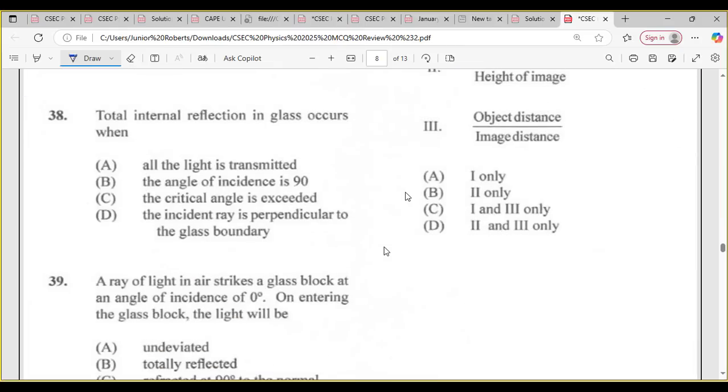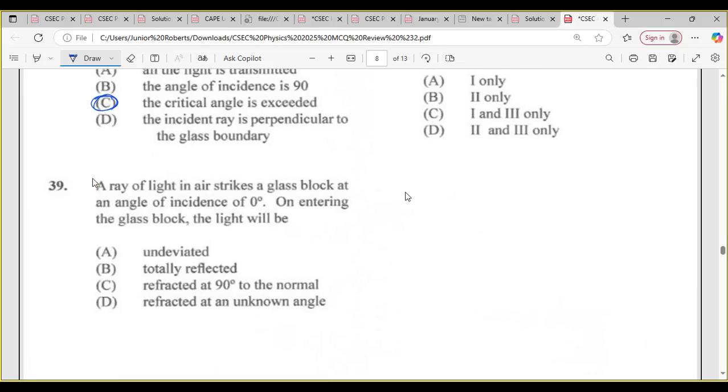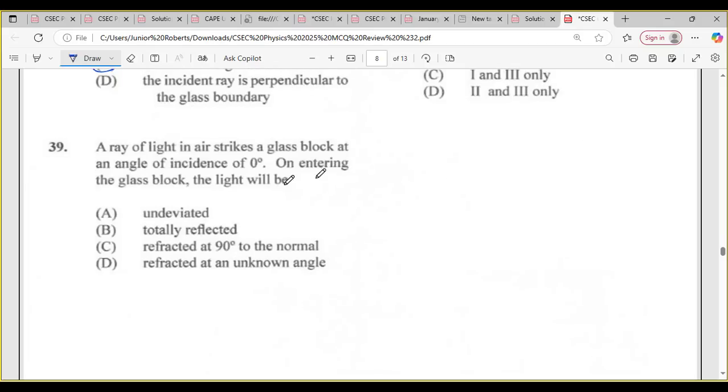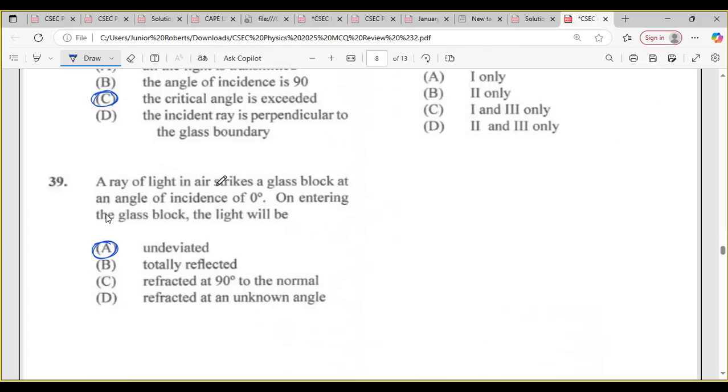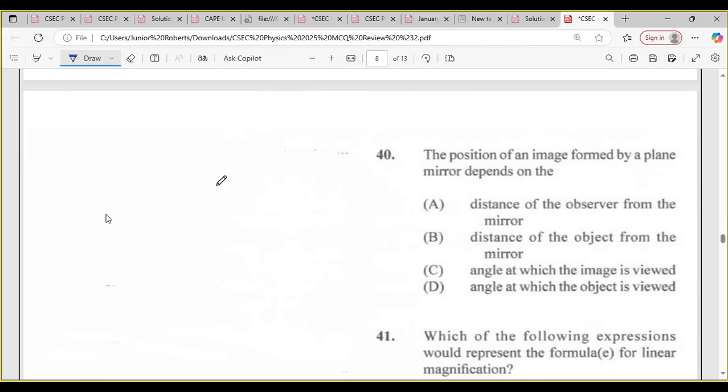38 now says the total internal reflection in a glass occurs. So total internal reflection occurs if the angle of incidence exceeds the critical angle. So the critical angle is exceeded, so 38, we'll go with C for that one. 39, again, this is a familiar question. So a ray of light in air strikes a glass block at an angle of incidence of 0. So it's going to be undeviated inside the glass. So that's 39.